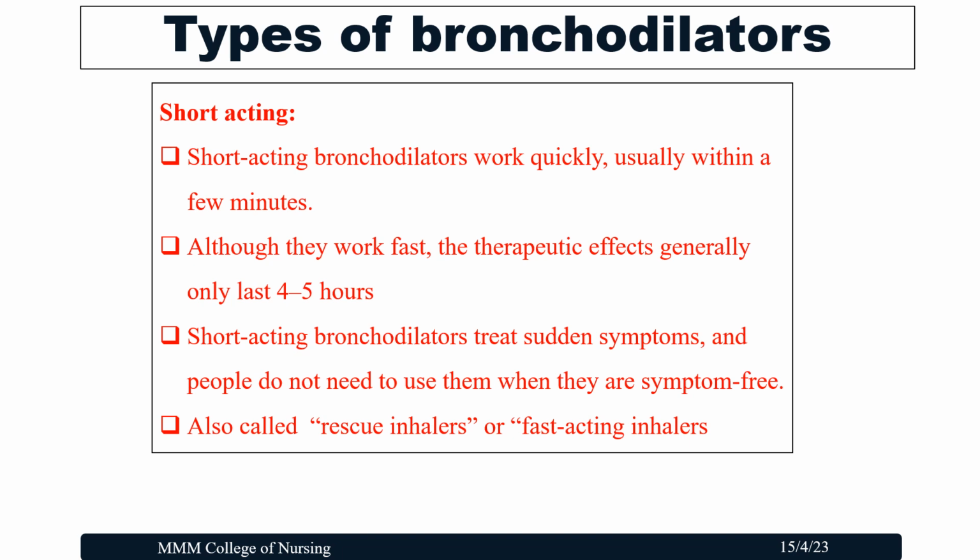Short-acting bronchodilators work quickly, usually within a few minutes. Although they work fast, the therapeutic effects generally only last for 4 to 5 hours. Short-acting bronchodilators treat sudden symptoms of asthma and COPD, and people do not need to use them when they are symptom-free. They are also known as rescue inhalers or fast-acting inhalers.